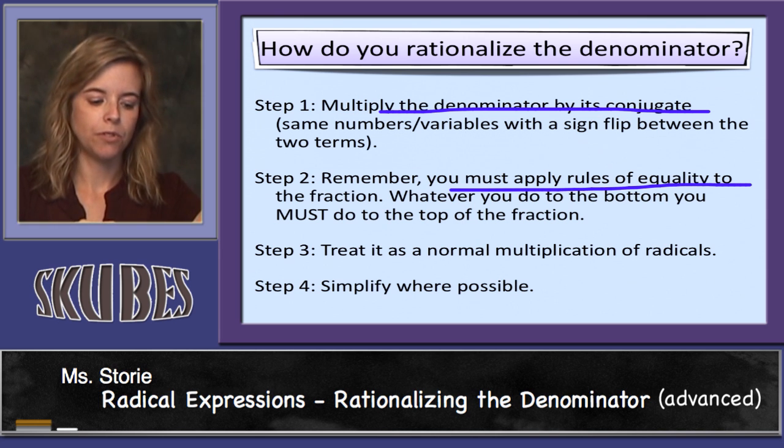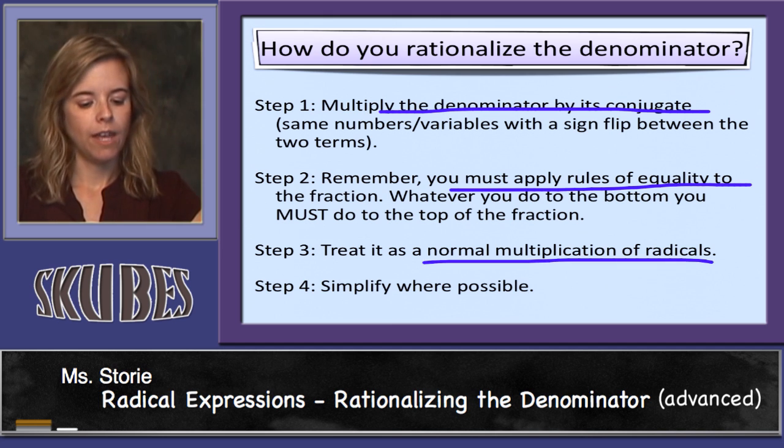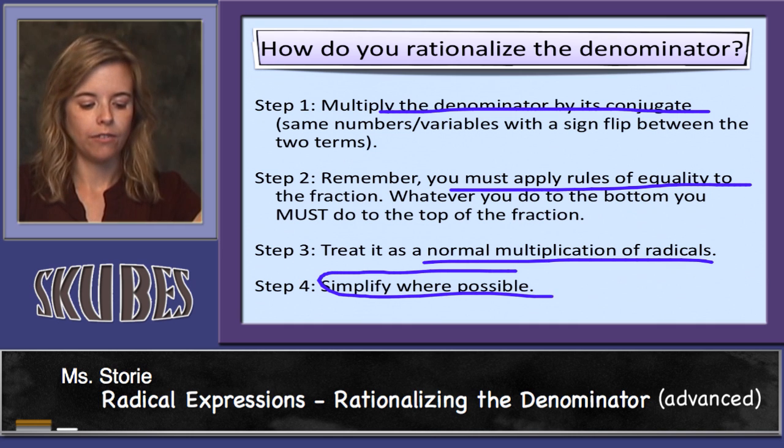Remember, you must apply the rules of equality to the fraction. So whatever you do to the denominator, you have to do the same exact thing to the numerator. Then you just treat it as a normal multiplication of radicals, and then simplify wherever you can.